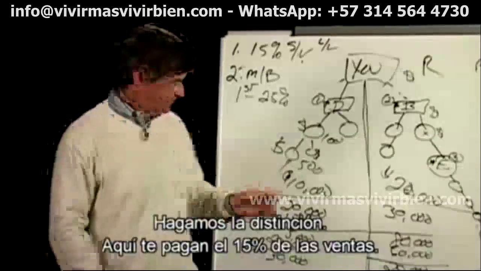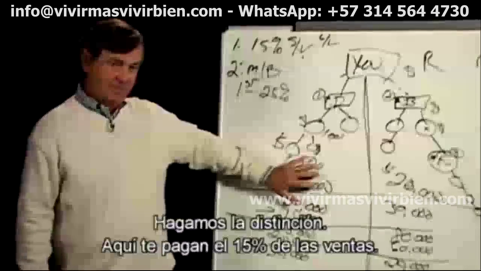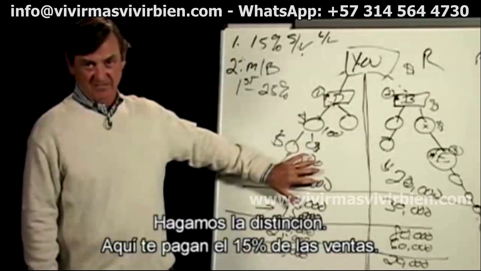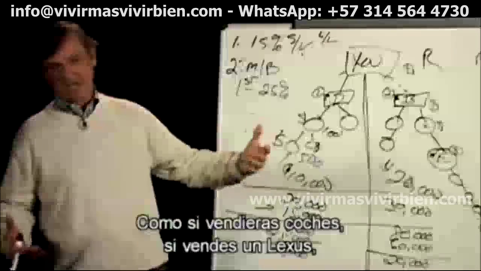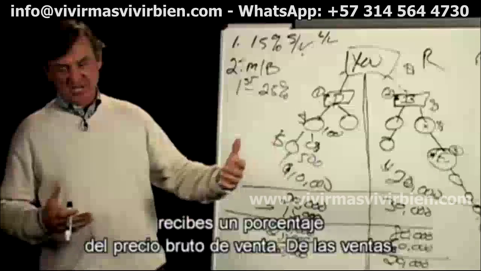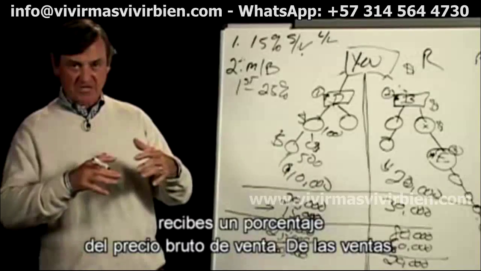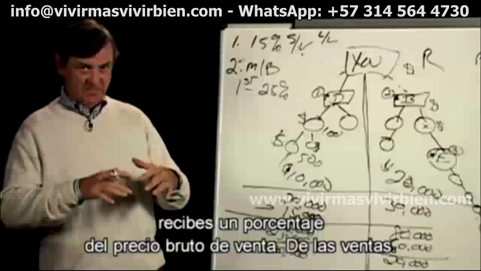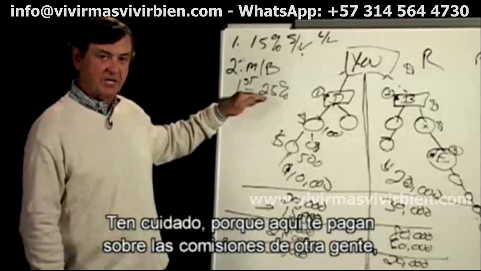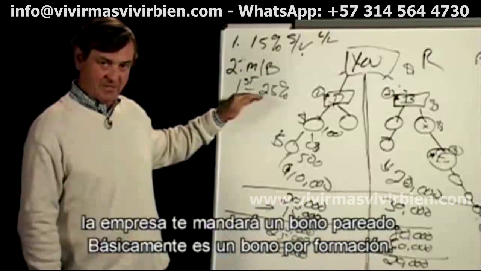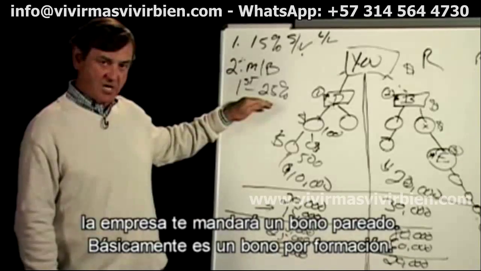Now, let me make the distinction. Here, you got paid 15% of sales, right? It's just like if you're selling automobiles, if you sell a new Lexus, you get whatever the percentage is, you get paid on the gross sales price, on sales. Be careful, because here you're getting paid on commissions of other people. The company sends you a matching bonus.